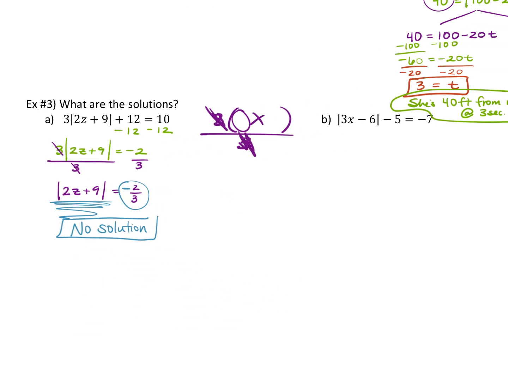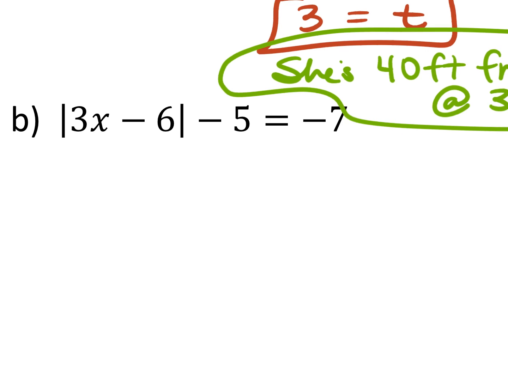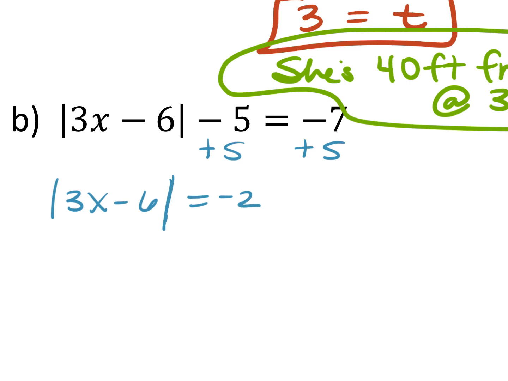So if it's ever negative on the other side, it's always no solution? Once your absolute value is isolated. Okay, look at this one. You cannot say right now, no solution, because we still have something over here that's not absolute value. Oh. So you first have to move it. Once you add the 5 to the -7, then now you can, yep. So now it's the absolute value of 3x minus 6 equals -2. Now we can say no solution, because the absolute value of something cannot equal a negative, okay? So this is another no solution.